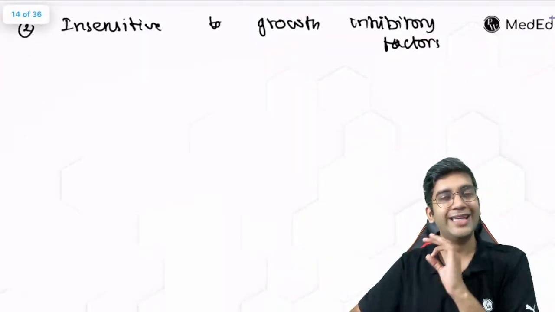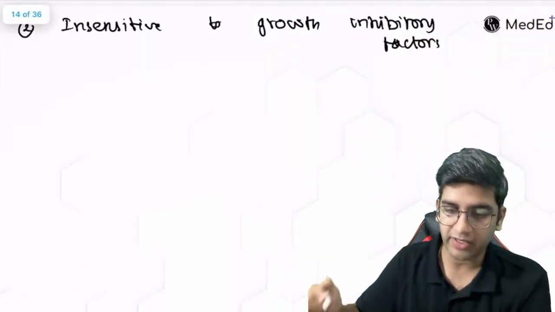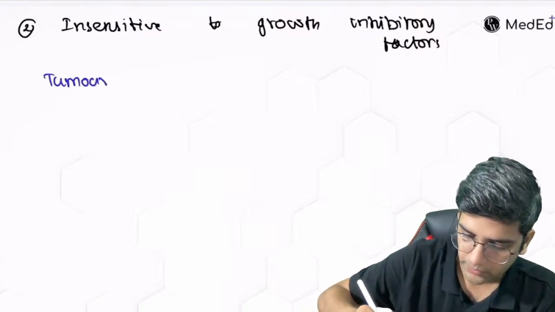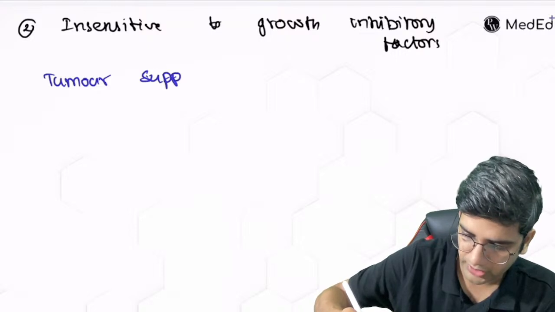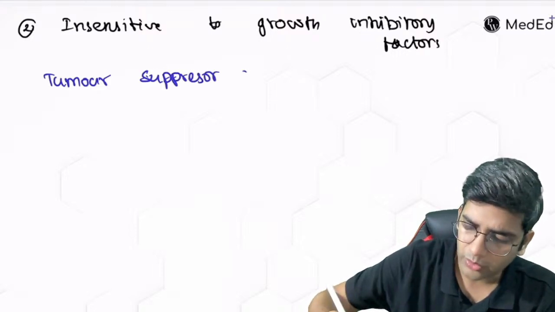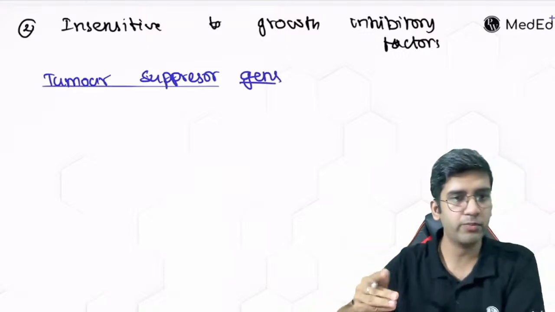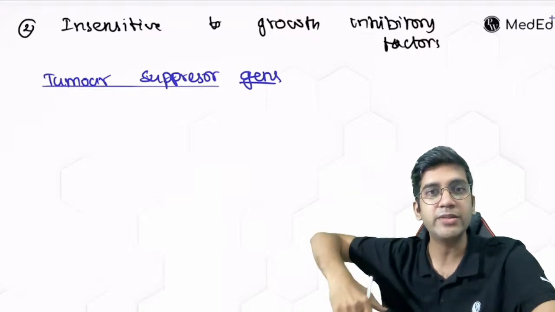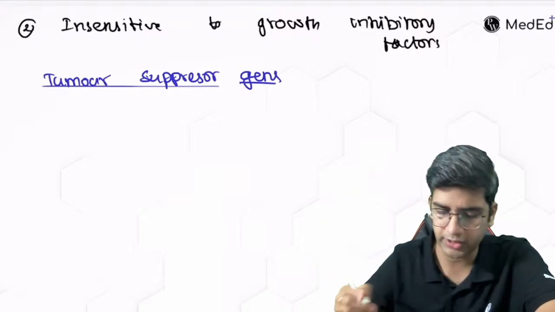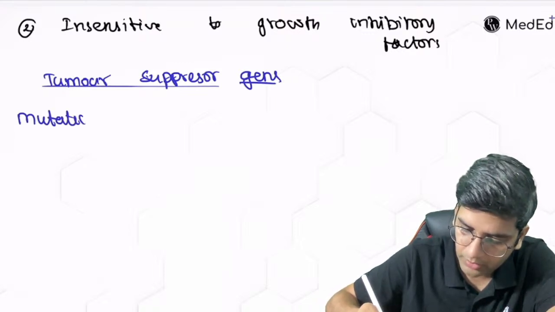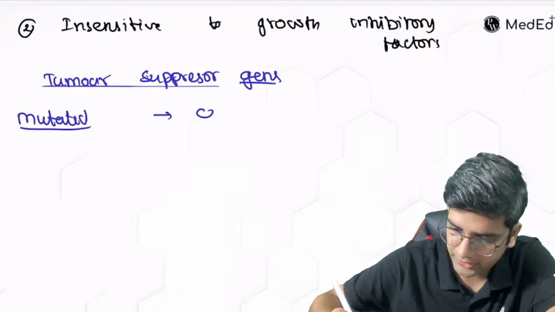Next thing is it's insensitive to growth inhibitory factors. Here I'm going to use a term called tumor suppressor gene. Here you need not write what is the function because it's self-explanatory. It's tumor suppressor gene. They're going to suppress tumor formation, or in other words, they're going to inhibit cell division, right? That's a normal function here. So when the tumor suppressor genes get mutated, they will result in a cancer.